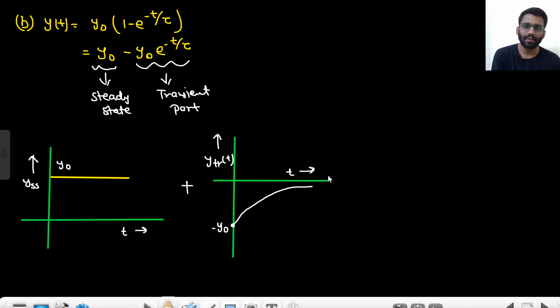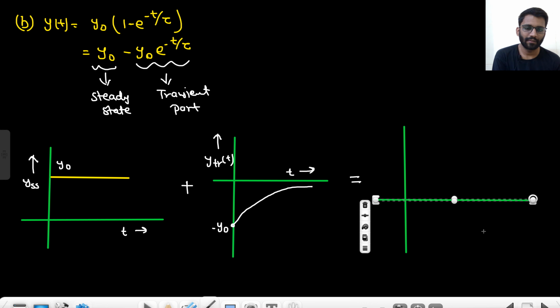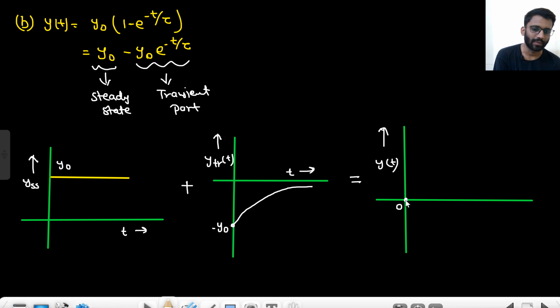Now first let's just make the graph of y(t), the complete y(t). At t equals 0, you will have y naught minus y naught, which is 0. At t equals infinity, you will have y naught. From 0 you will go to y naught.